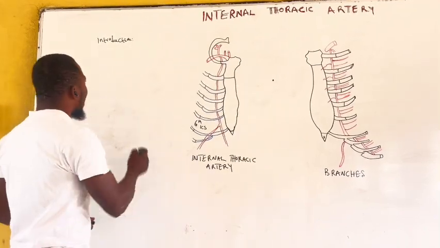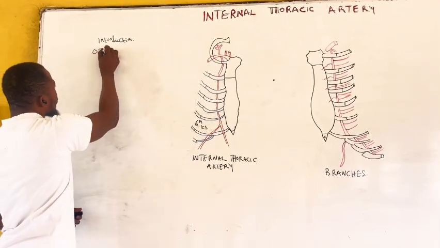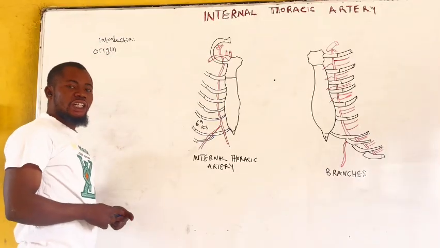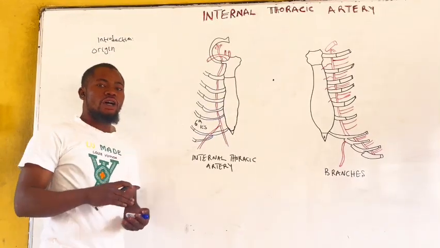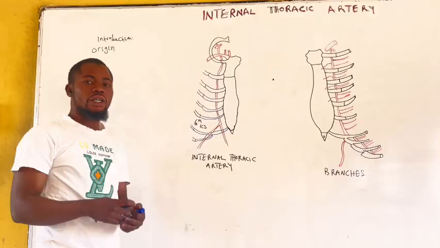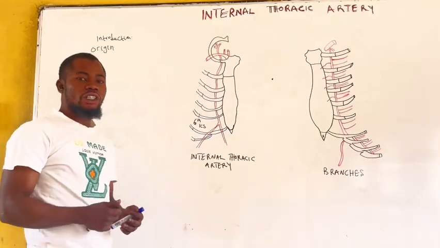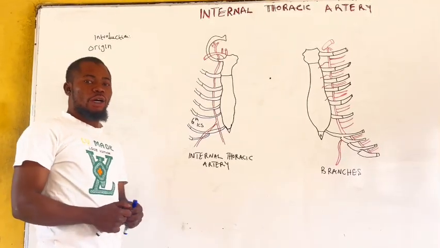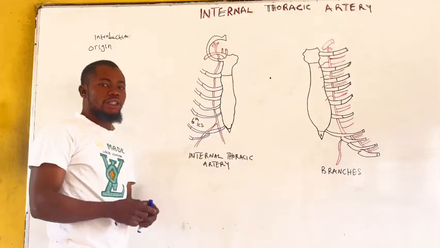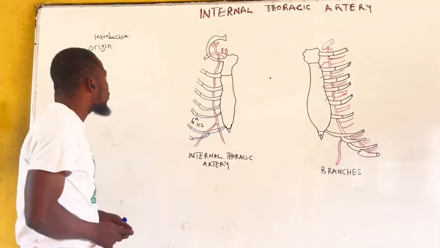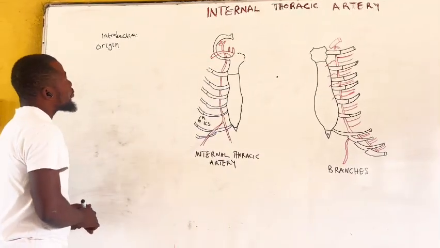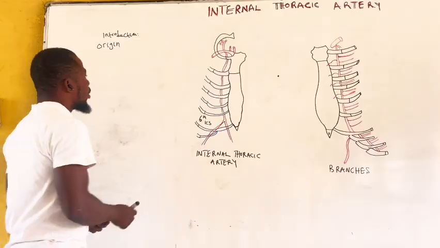The origin of this artery: it originates from the lower border of the first part of the subclavian artery, opposite the origin of the thyrocervical trunk, about 2 cm above the sternal end of the clavicle. That is the origin of the internal thoracic artery.